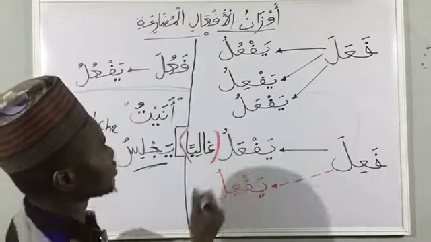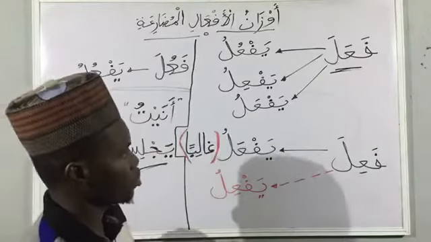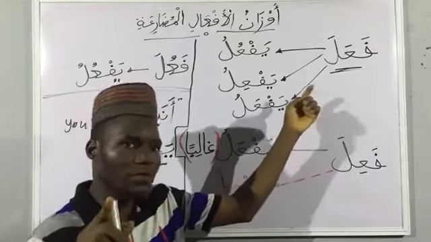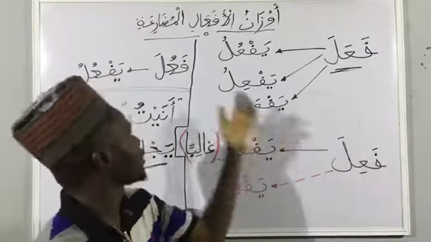So first is this, fa'ala. If you can recall, you ought to have memorized them. Fa'ala, that's the first. Then fa'ila, then fa'ula.